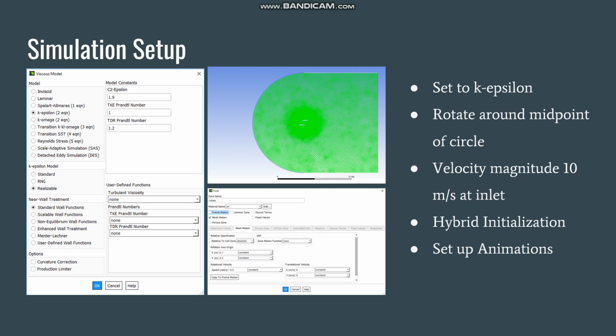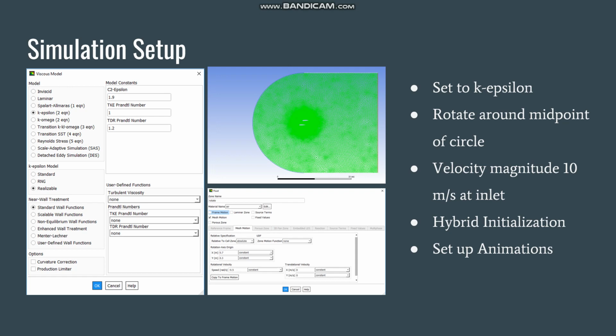This is the very important part, and this is the part that we messed up on when we did this the first time. So you use the K-epsilon model. This is what you have to use for turbulent modeling. It works very well for this exact kind of simulation. So you use K-epsilon and you rotate it around the midpoint of the circle. This is the thing that we messed up on. I did not rotate it around the midpoint. I was accidentally rotating it around 0, 0 and not correcting it.